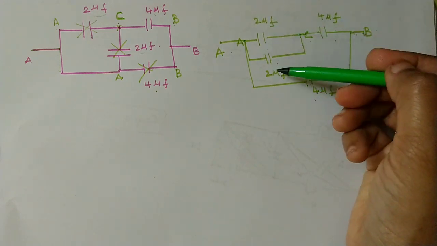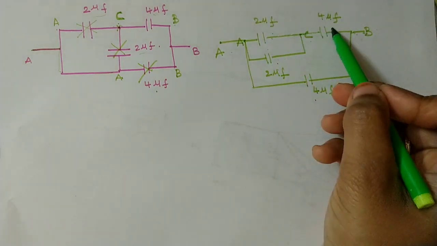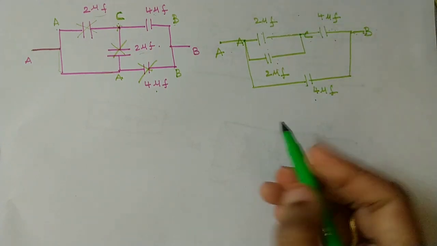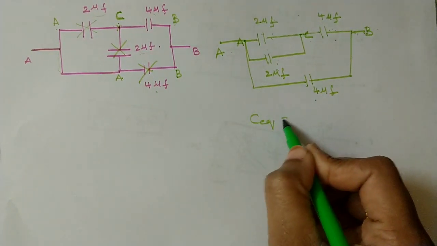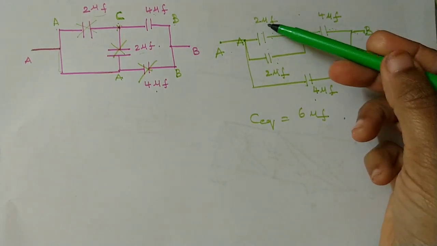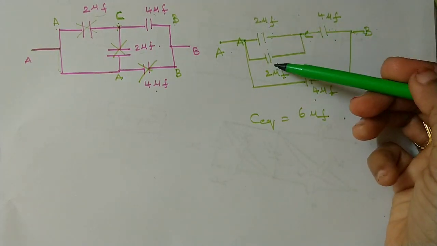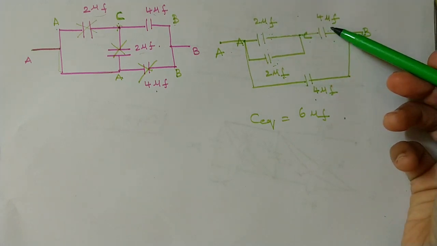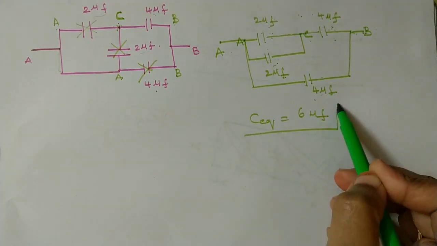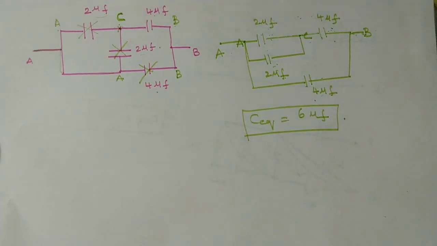2 and 2 in parallel would become 4. 4 and 4 in series would become 2. 2 and 4 in parallel, what should be your equivalent capacitance? 6 microfarad. Again I repeat, 2 and 2 in parallel, add them, 4. 4 and 4 in series would become 2. 2 and 4 again in parallel, add the values, equivalent capacitance would be 6 microfarad.